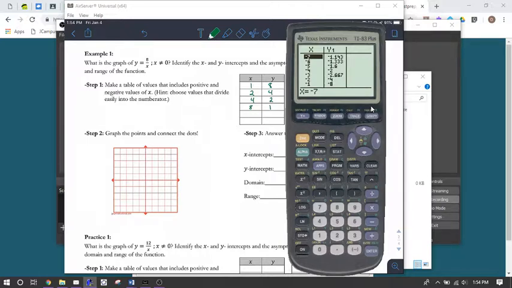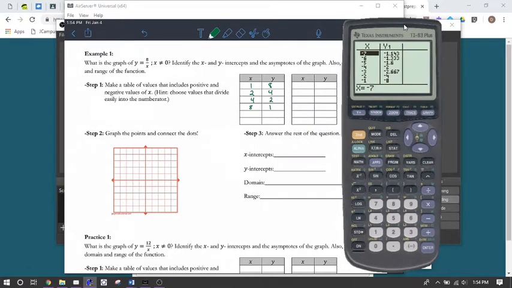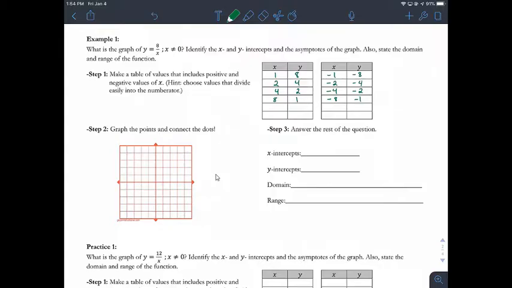So on our table, we can include our negative values, which would be -1 and -8, -2 and -4, -4 and -2, and -8 and -1. We don't need to really fill up the table. We just want enough information to give us a solid graph. So if we go to step 2 now, we can graph the points and connect the dots.